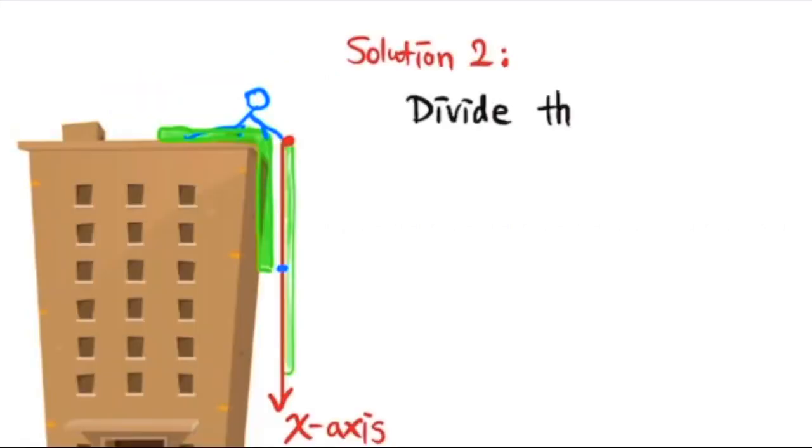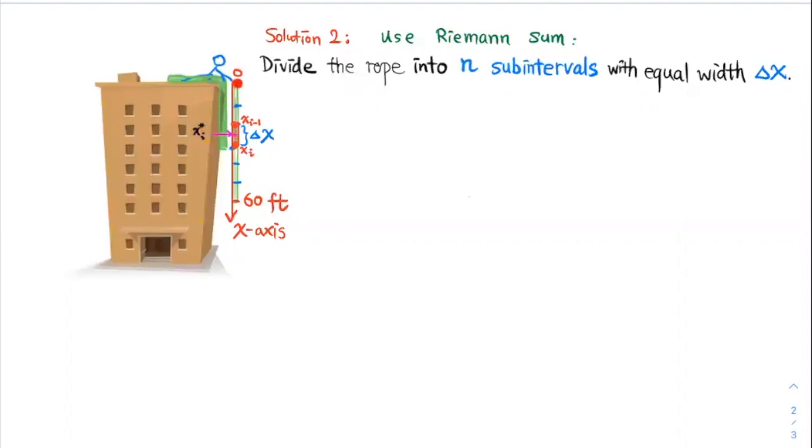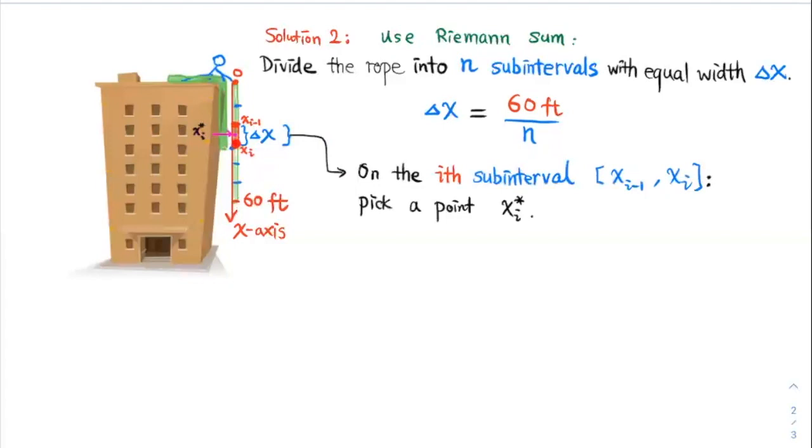Place the origin at the top of the building, and the x-axis is pointing downward. So we divide the rope into n subintervals with equal width delta x. Because the rope is 60 feet long and divided into n subintervals, delta x is 60 feet divided by n. Now we're going to focus on one particular subinterval, say the i-th subinterval. Looking at this segment over here, we're going to pick a sample point, which is any point on this subinterval. Let's call that xi star.